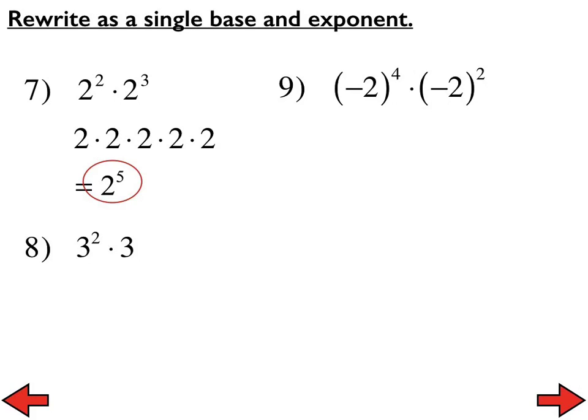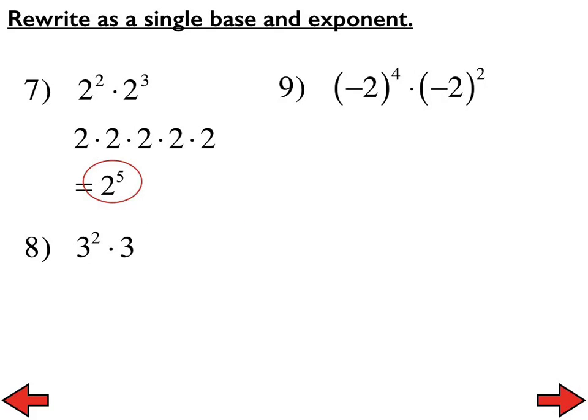Now this is not the same thing as this. Okay, 2 times 2 times 2 times 2 times 2 would be 4 times 4 times 2. So 16 times 2 is 32. But 5 squared is what? 25. Those are not the same answer. Okay, just because it looks similar doesn't mean it's the same thing.